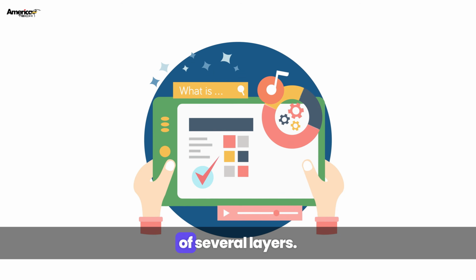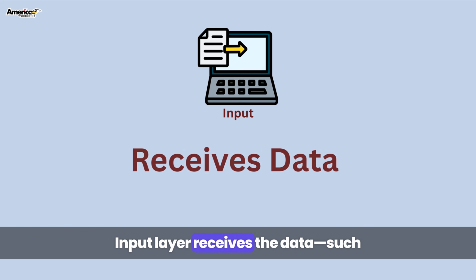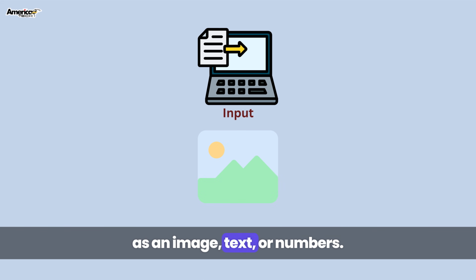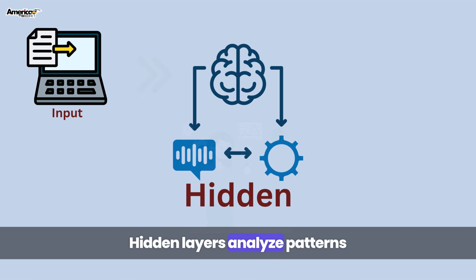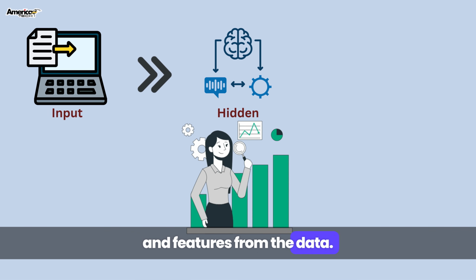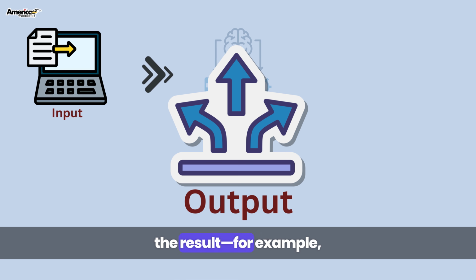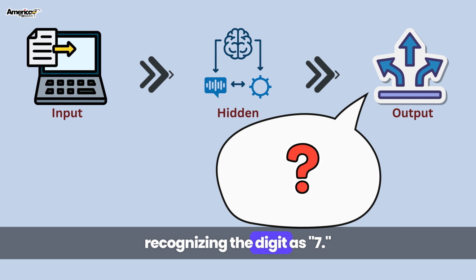Neural networks are made of several layers. The input layer receives the data, such as an image, text, or numbers. Hidden layers analyze patterns and features from the data. An output layer produces the result, for example, recognizing the digit as 7.